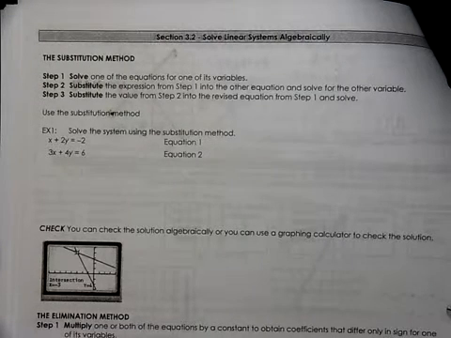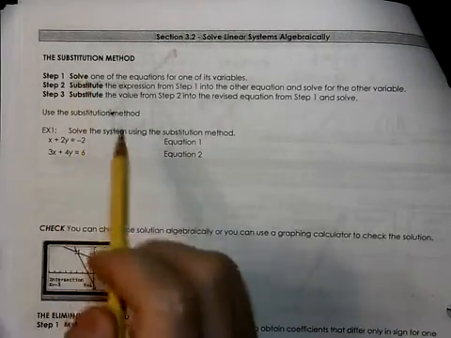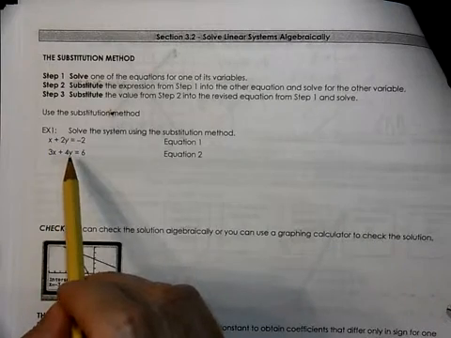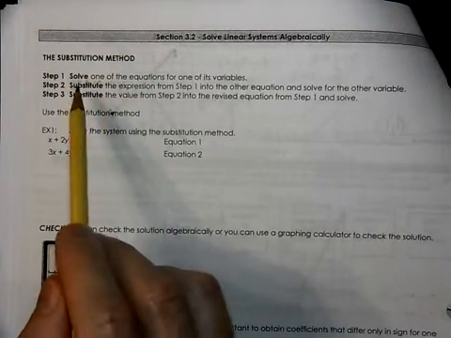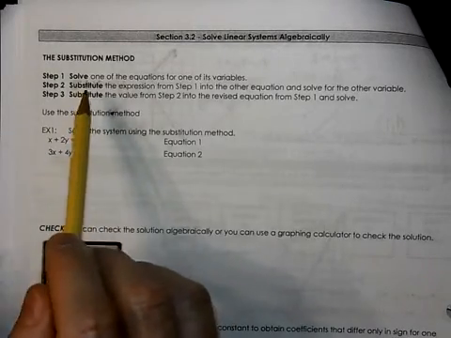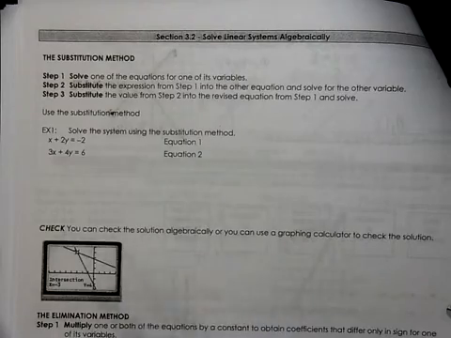This is Algebra with Trig, section 3.2. We're going to solve our system of equations using the method of substitution. Using this method, we need to solve one of the equations for one of its variables.